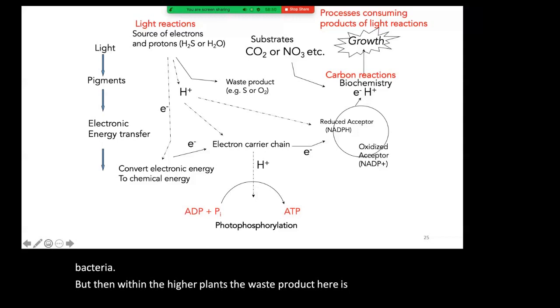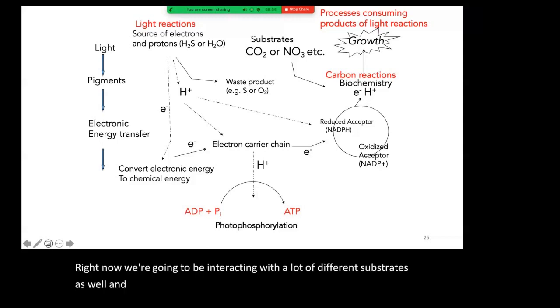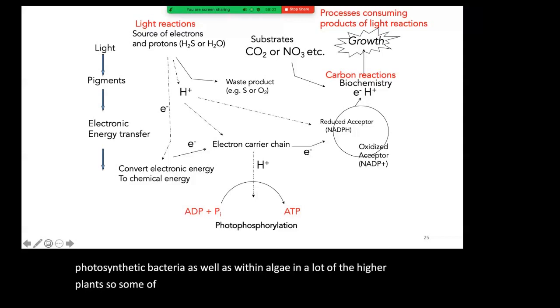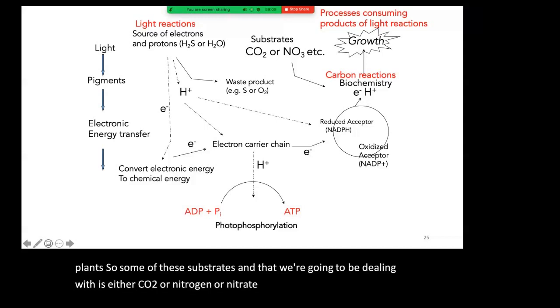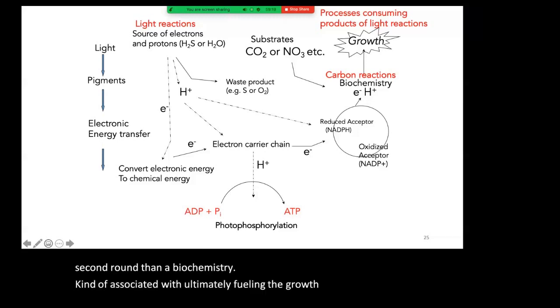Now we're going to be interacting with a lot of different substrates as well. And I gave you an overview of that earlier in photosynthetic bacteria, as well as within algae and a lot of the higher plants. So some of these substrates that we're going to be dealing with are either CO2 or nitrogen or nitrate or some of these various different nitrogen compounds that are involved in ultimately the second round of biochemistries associated with fueling the growth of photosynthetic organisms, okay?